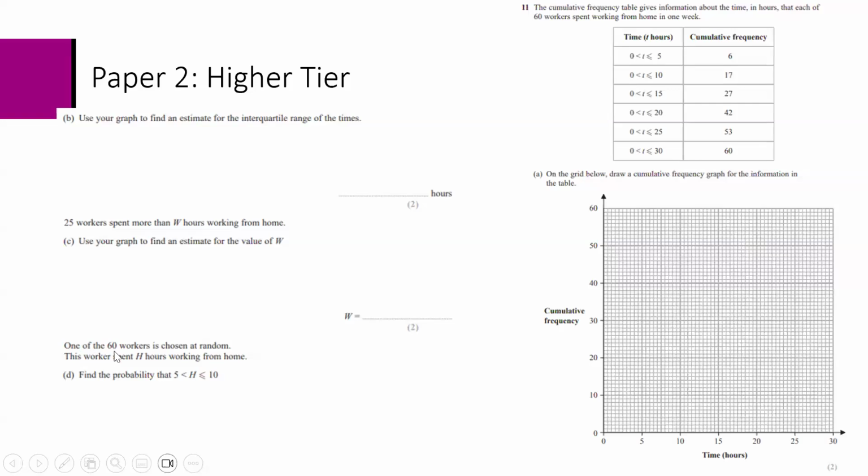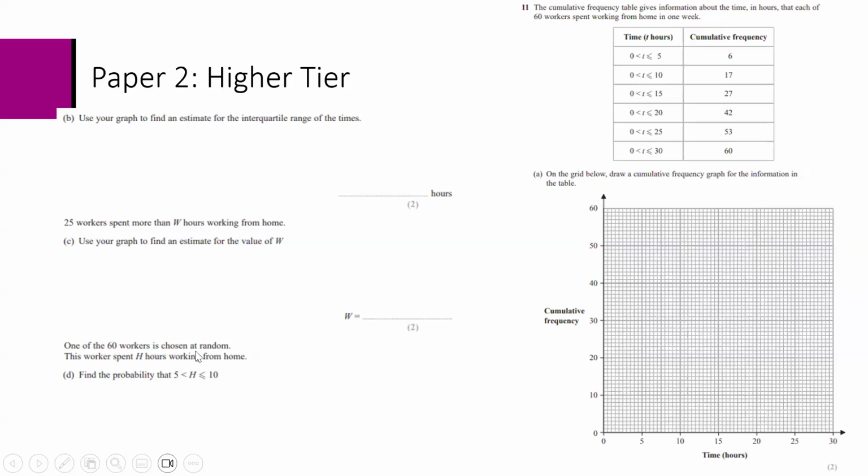And then one of the 60 workers is chosen at random. This worker spent H hours working from home. And D, find the probability that H is greater than 5 and less than or equal to 10. Now, there's an interesting thing in here in terms of wording. So we have said in here, and it's worthwhile queuing your students up to this, use your graph to find an estimate for the value of W.